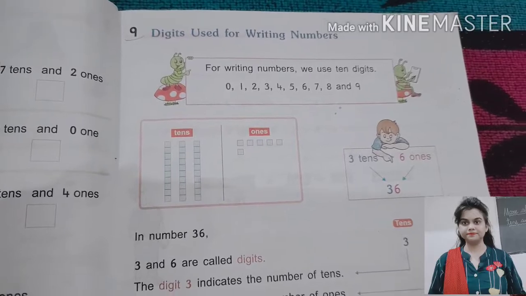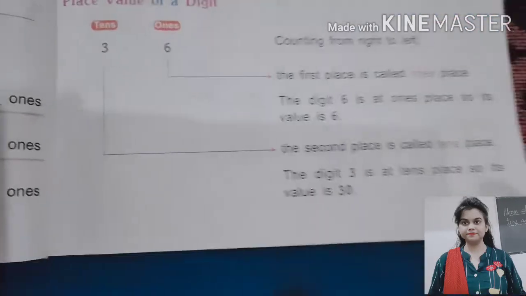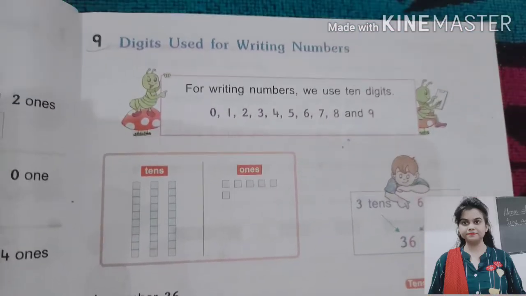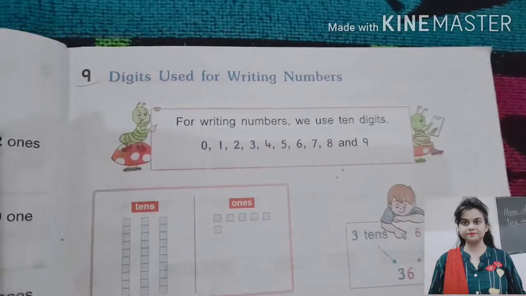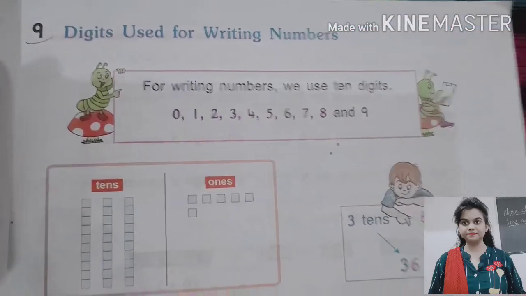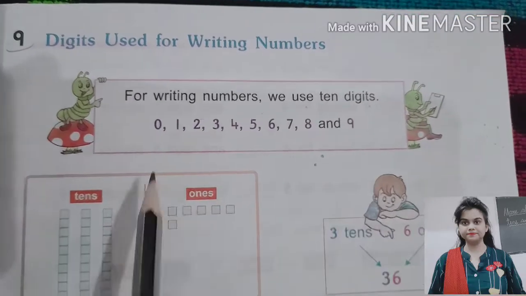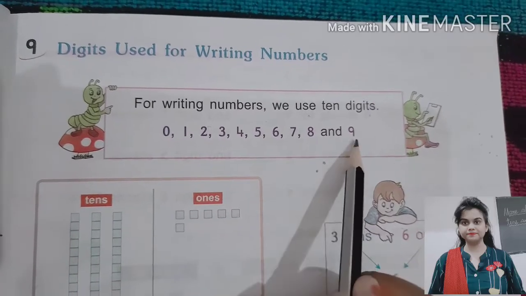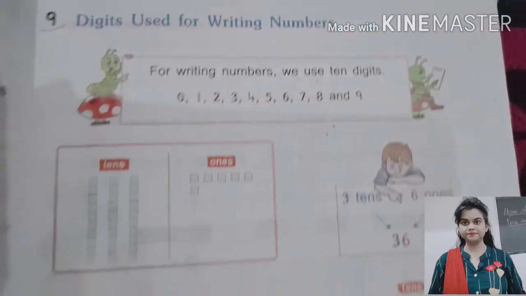Using digits, how to write the numbers, first we will see. It is given on page number 71 of your textbook. Digits used for writing numbers. For writing numbers we use 10 digits. The first one is 0, then 1 2 3 4 5 6 7 8 and 9. We use 10 digits for writing numbers. Understood?